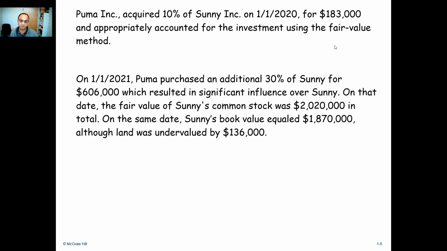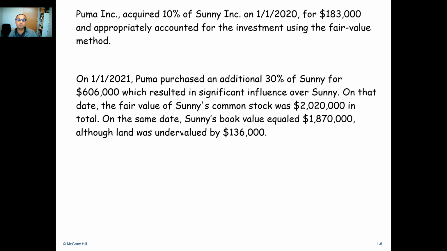That tells you that now it became significant influence, and now we have to change our method from fair value to equity method. So on that day, the fair value of Sunny common stock became $2,020,000, and the book value became $1,870,000. It means the market price of the subsidiary company has increased in the stock market. This is for 100% of the shares. Puma, which is the parent company, owns only 40%. So we have to recognize the difference in the market price only for the 40% that we own.